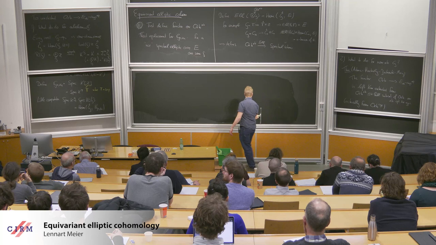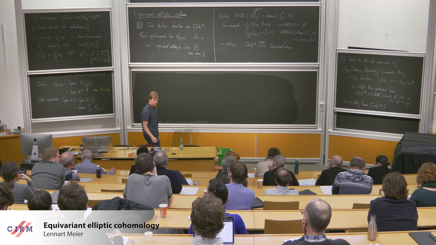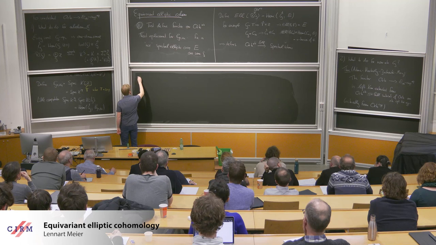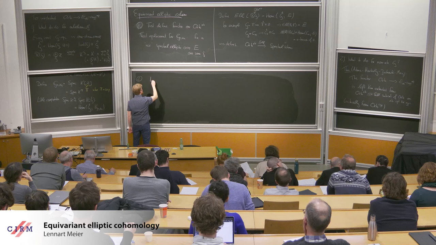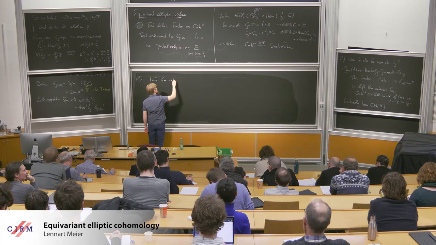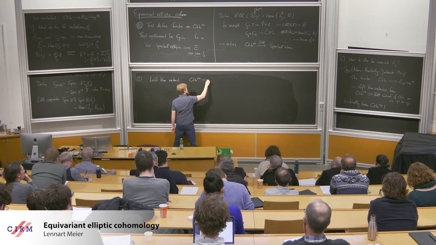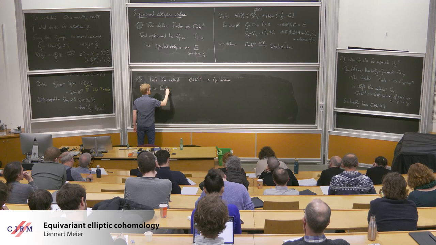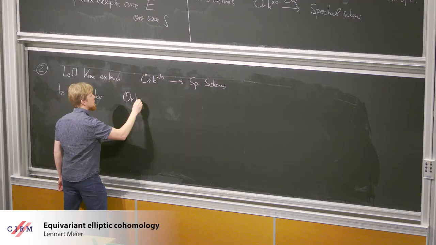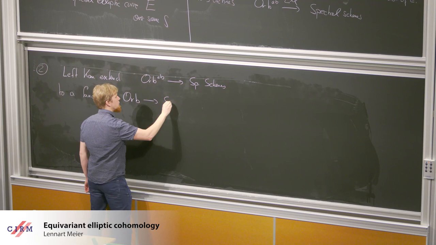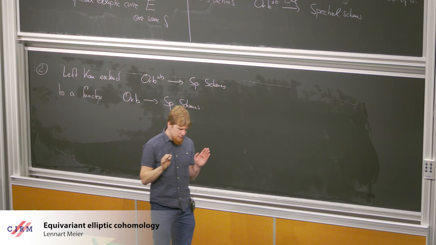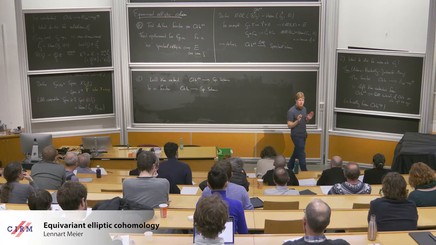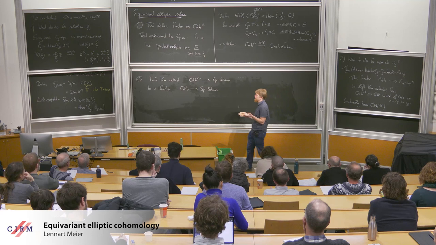Okay, so now we can copy the second step, step two: left Kan extend the functor Orb^op to a functor on the whole orbit category of the spectral schemes. Okay. So there's actually something subtle here. First of all, you might ask, well, is it a good definition? Okay, maybe the K-theory case convinced you. But there's something more serious happening.